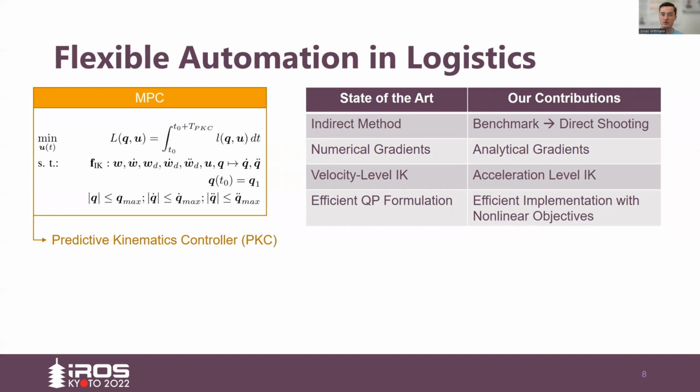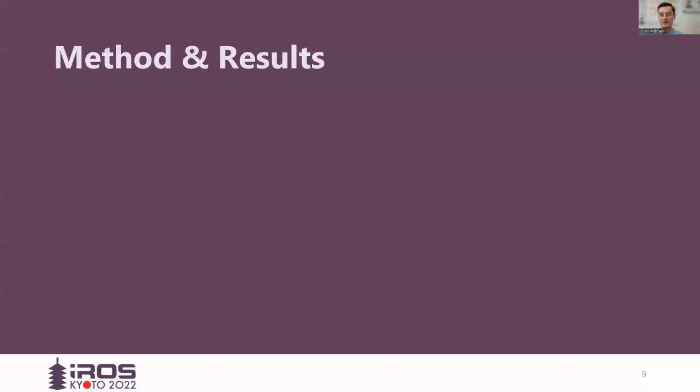State-of-the-art approaches most often use simplified objectives and constraints to get a QP problem that can be solved efficiently. We propose a multi-threaded implementation that allows us to use nonlinear objectives and constraints, for example, required for collision avoidance, and still we are real-time capable. We implement our approach in the Predictive Kinematics Controller, the PKC. I will now present the methods we used and the results achieved.